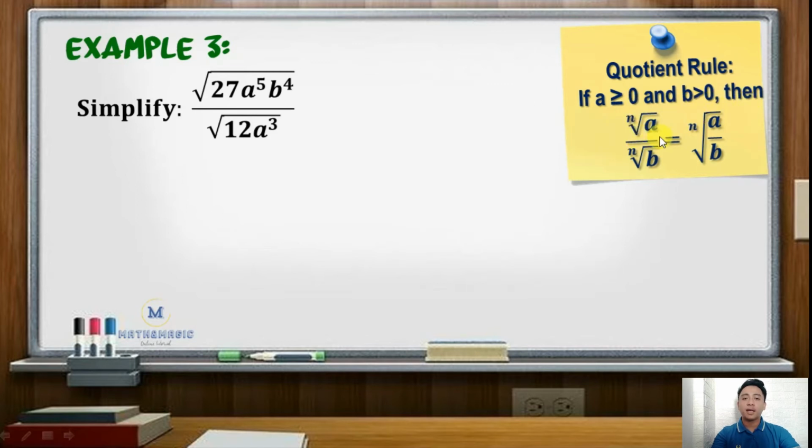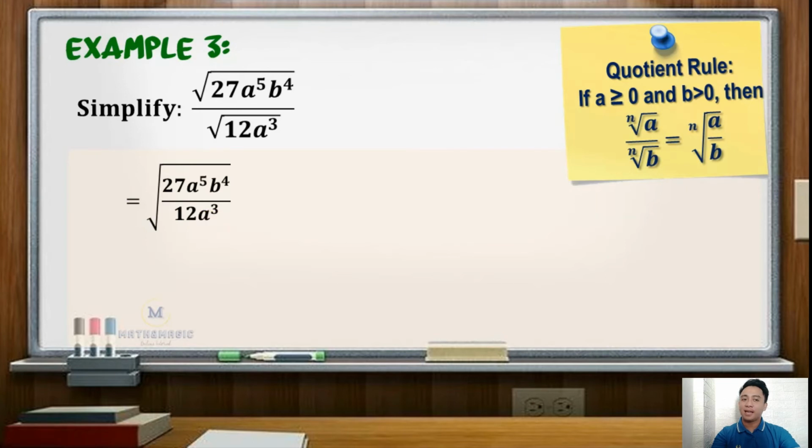the nth root of a over the nth root of b is the same as the nth root of the quantity a over b. This implies that when the indices of two or more radicals are the same, then division of radicands can be performed. Now going back to example number 3, since the two radicals are both square roots, we may rewrite this as the square root of 27a raised to 5b raised to 4 all over 12a cubed.